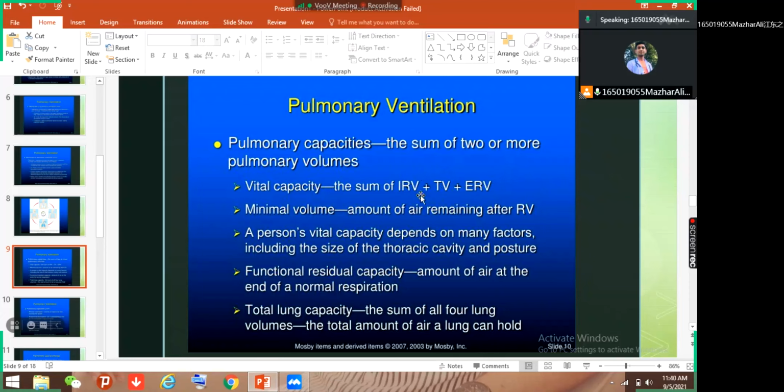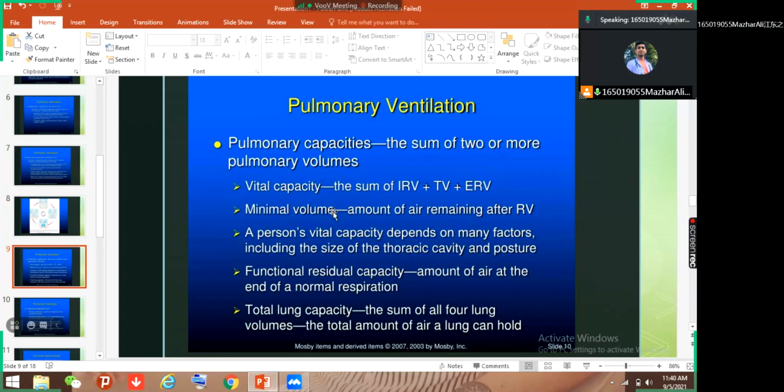For example, in the sitting or resting position, you are normally breathing tidal volume. Then expiratory reserve volume is when you forcefully expire the air, like in a spirometry test or with a peak expiratory flow meter, when you blow the air into the flow meter. It means you are doing expiratory reserve volume. So this vital capacity includes these three.